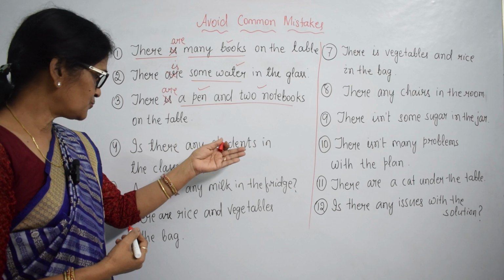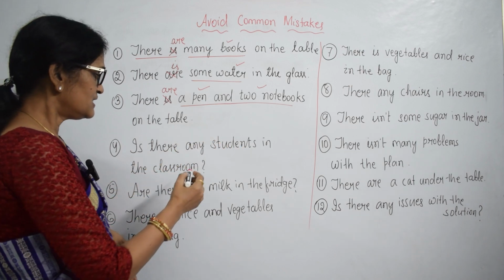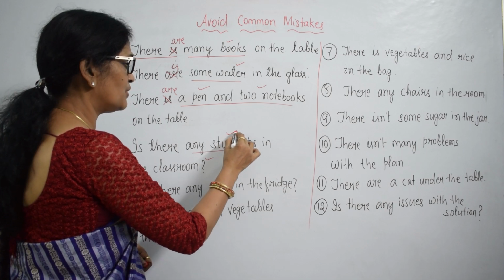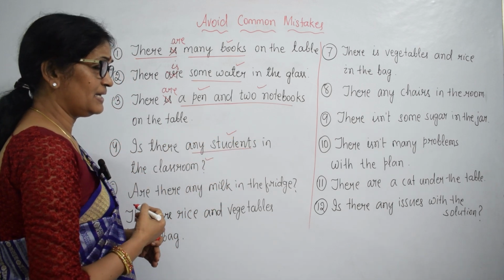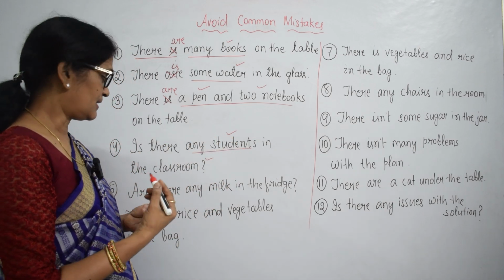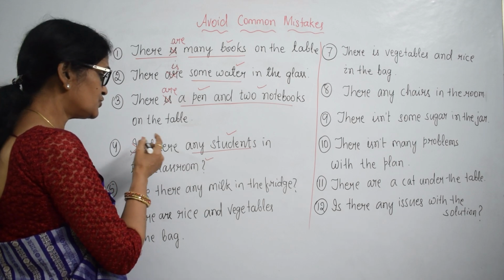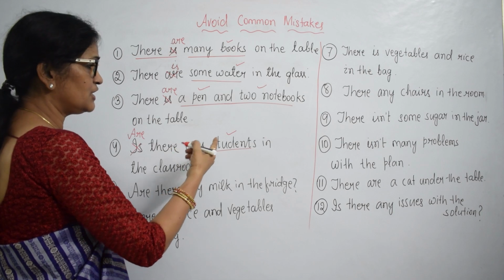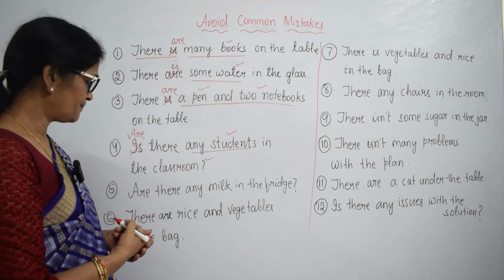"Is there any students in the classroom?" This is an interrogative sentence. The subject is any students, a plural noun. A plural noun is followed by there are or are there. So as it is an interrogative sentence, are there. Are there any students in the classroom?